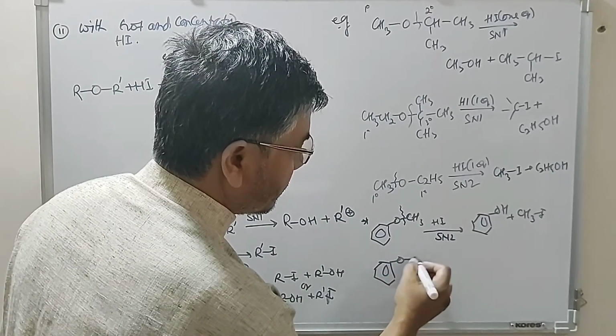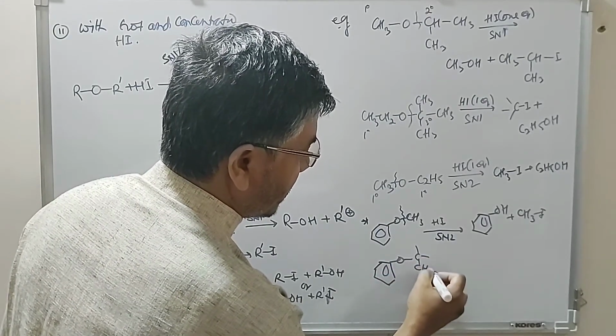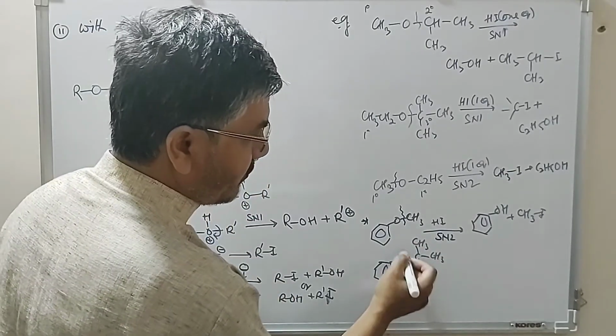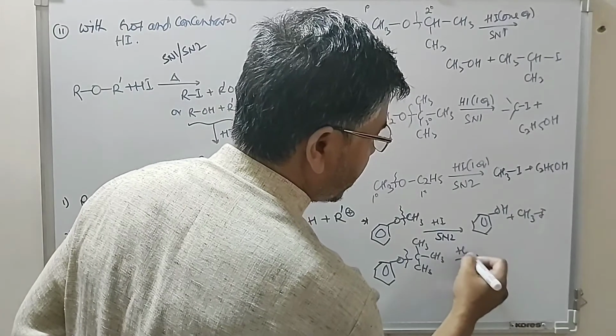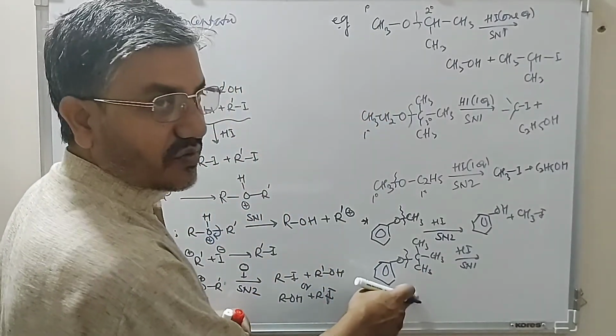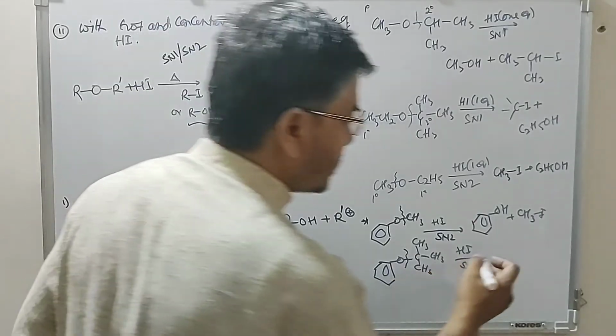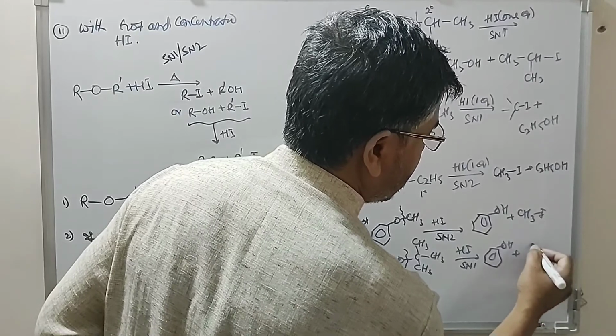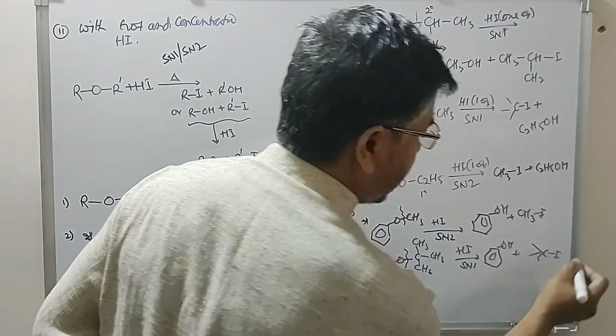Take this. This is alkyl, this is aryl. Again we have to break this bond. Reaction with HI. Since the alkyl is tertiary, the reaction will be SN1. So we have phenol plus tertiary alkyl iodide.